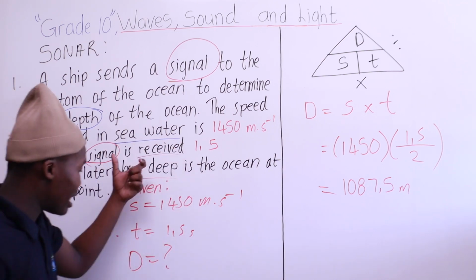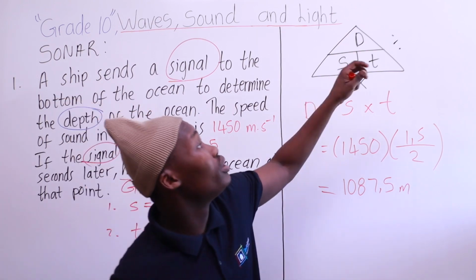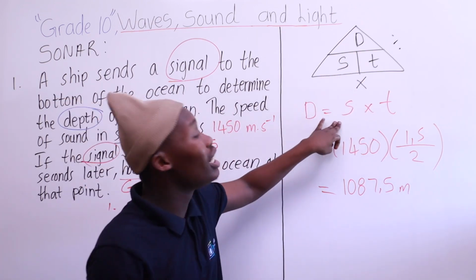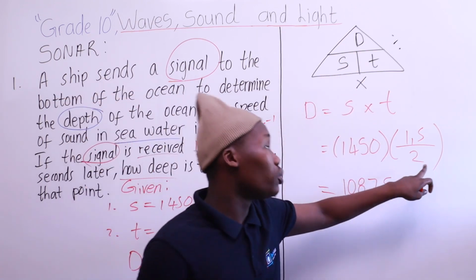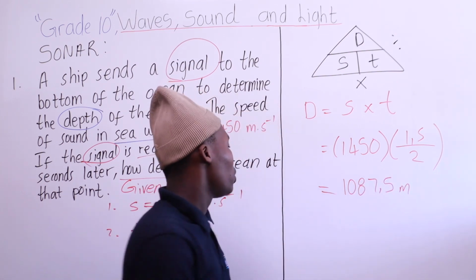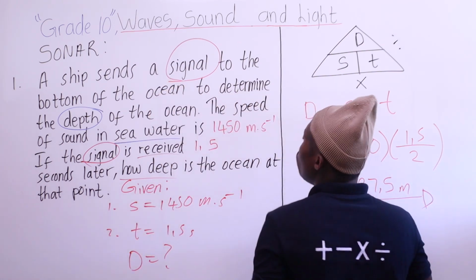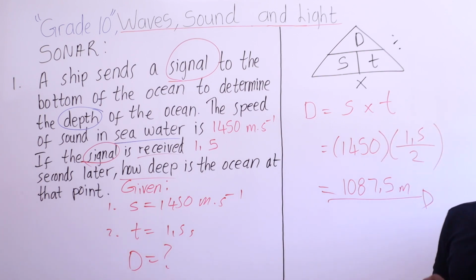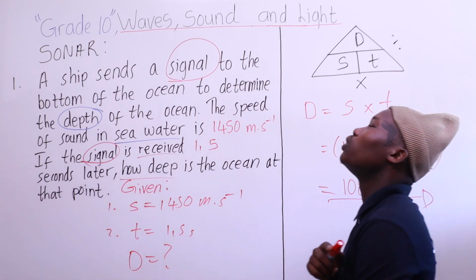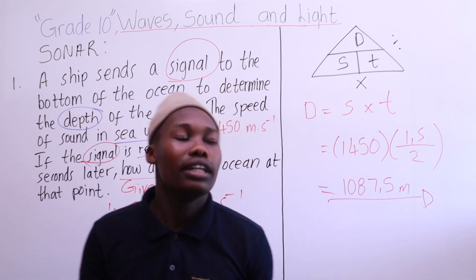Write down what we are given, use the triangle, get the formula, substitute, do not forget to divide by 2, and get your answer. Usually a question like this could be 3 or 4 marks. So it is not something you should take lightly. It is coming up ahead.